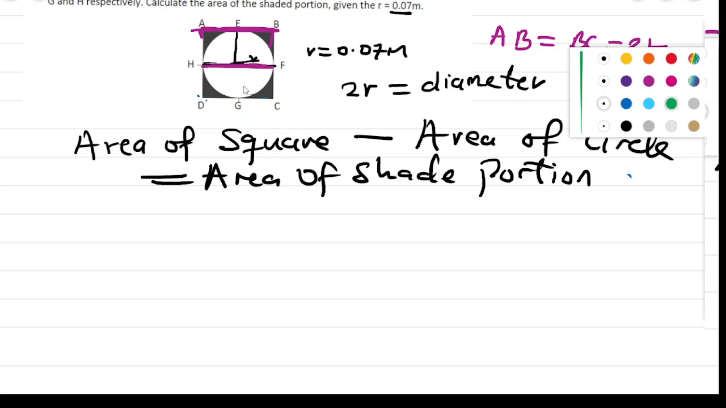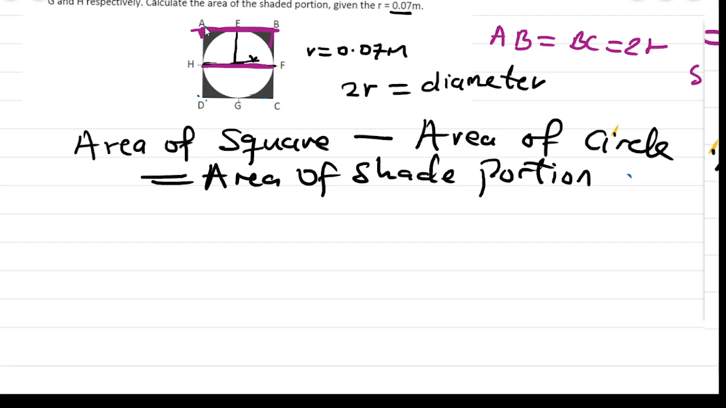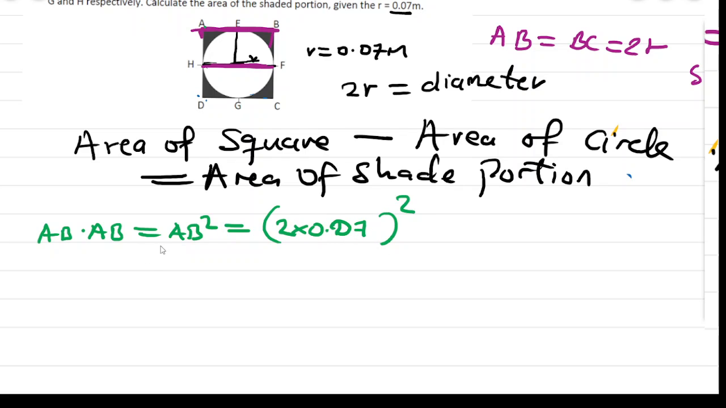Okay, so what we'll do now is to find the area of the square. The area of the square is length times length, which is AB times AB, that is AB squared. That is the length of a square. So you have to square 2 times 0.07. You have to square everything in your calculator. That is the area of the square.